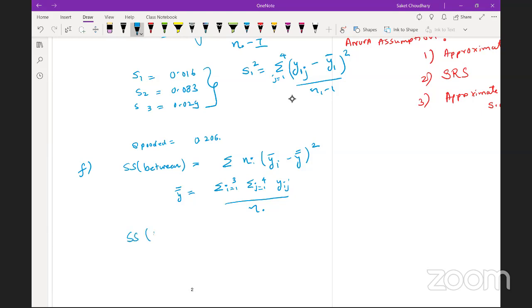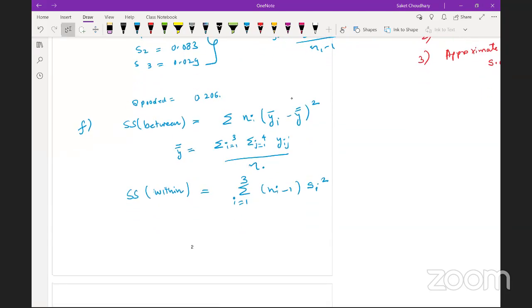Similarly, SS within is essentially what we already saw, the pooled variation. This is given by Ni minus 1 times Si squared. So you're looking at the standard deviation squared of each group, multiplying it by the number of readings minus one, and then summing it up across the 3 groups. Okay, if you calculate these values, this value will be, sorry, this is 0.8817, and this is 0.384.